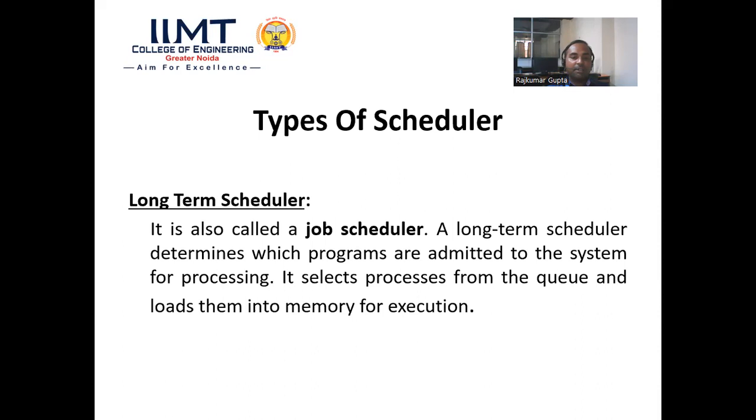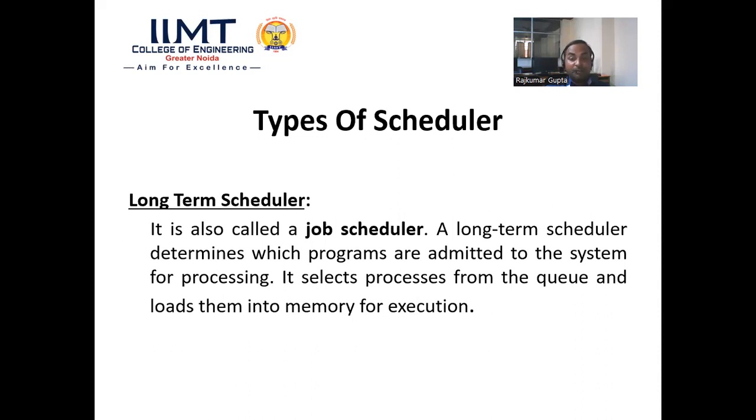The long-term scheduler determines which programs or processes are admitted to the system for processing. It selects the process from the queue and loads it into memory for execution. In another way, the transfer of processes from secondary memory to main memory is accomplished by the long-term scheduler, and after that, from main memory, it transfers to the CPU.